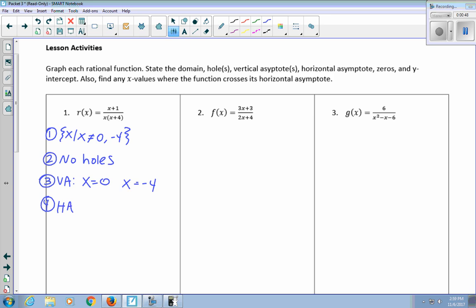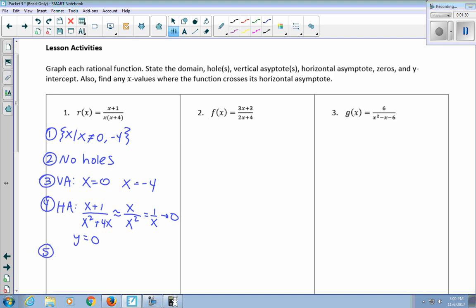4, horizontal asymptotes. Those occur when you look at the ratio of the numerator and the denominator. So this would be x plus 1 over x squared plus 4x. And if we were plugging in really, really large values of x, like a million squared is so much bigger than a million that I could say this is approximately equal to x over x squared, right? That I can drop the 1 off and I can drop the 4x off, which is 1 over x, which goes to 0. So my horizontal asymptote is at y equals 0.